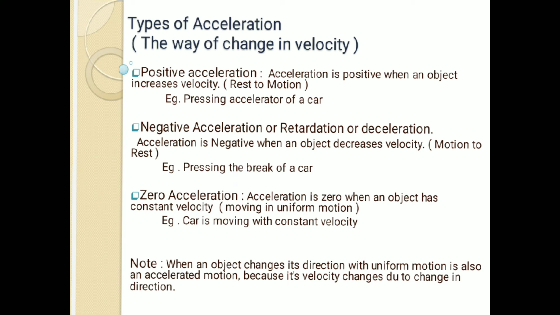For example, pressing the accelerator of a car is an example of positive acceleration. Next is negative acceleration, or retardation, or we can call it deceleration also. Acceleration is negative when an object decreases velocity. If an object decreases its velocity, acceleration decreases, so we can call it a negative acceleration.